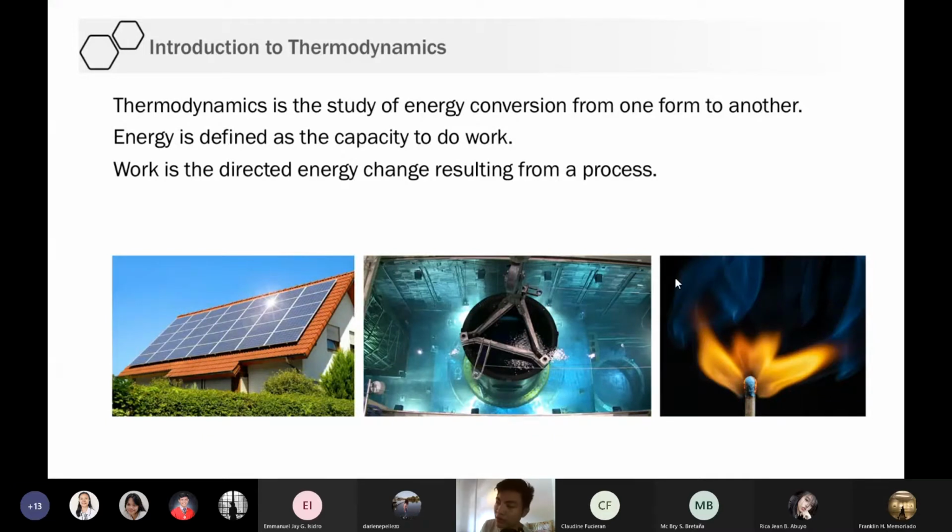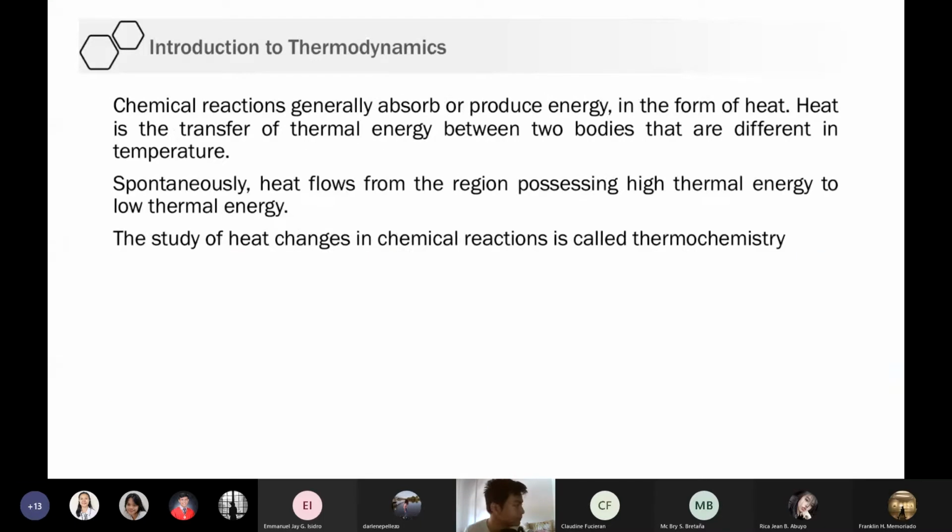Yan. And also may work din kasi as you can see may gas na gumagalaw. So, pwede niyan itulak yung molecules above it. So may work din diyan. And yun nga, sabi ko sa inyo last time, we are focused on the energies produced or absorbed in chemical reaction. And that study is called thermochemistry. Ito yung focus natin ngayon.